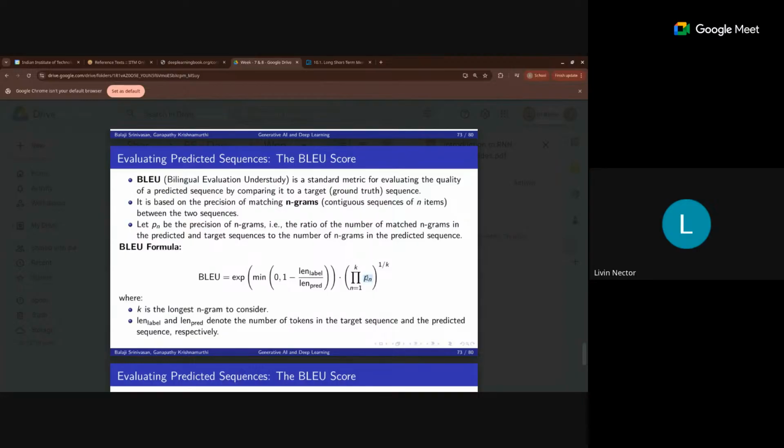So what is the precision that the correct words are matching in the sequence? So we are weighing that by the 1 by k, the whole thing by 1 by k. And then here, the length of the variable.